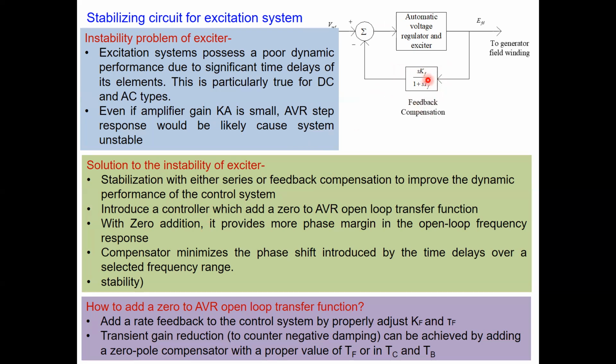In the numerator part, it is s times Kf, so Kf is the gain. Divided by, in the denominator, 1 plus sTf, so Tf is the time constant. If you don't have s, it is a first order system with only a pole. But in the numerator there is one s, so it will add a zero to the AVR, and thus it will compensate the delay. With the zero addition in the numerator, we can have more phase margin in the frequency response, that is the Bode plot.